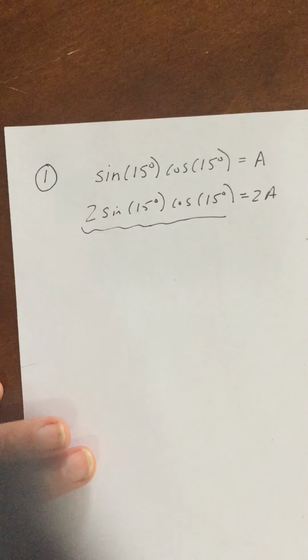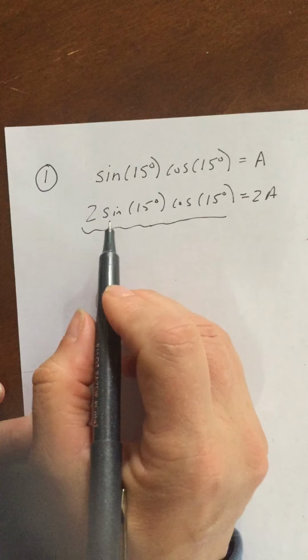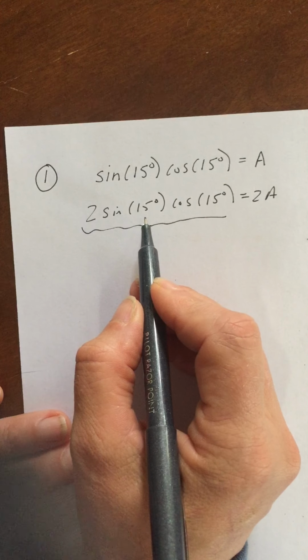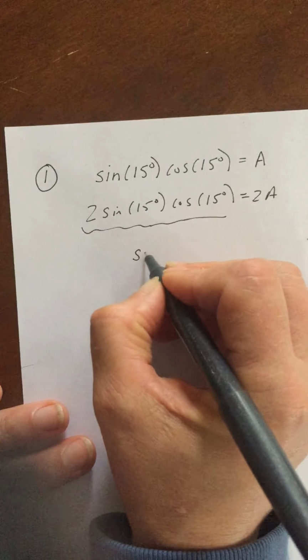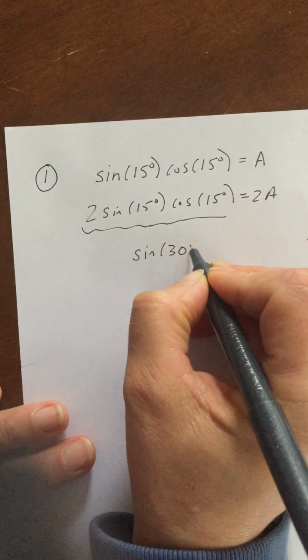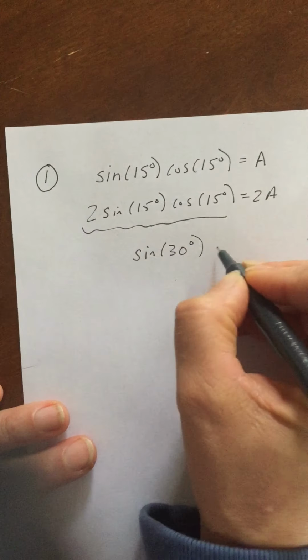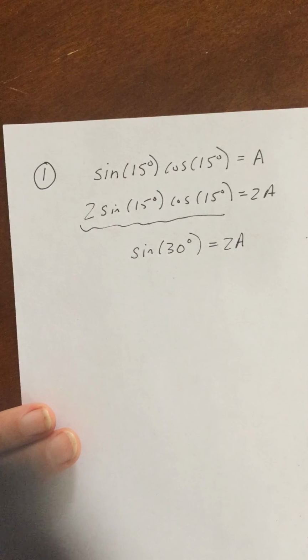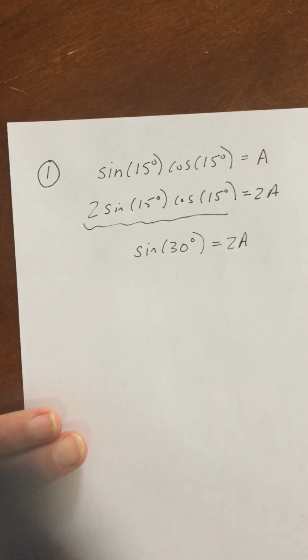Same thing is going to happen over here. That 2 is going to be swallowed up when I go backwards, and then that angle inside is going to double. So it's actually just going to become sine of 30 equals 2a. And I bet you could solve an equation that looks something like that. So we'll let that go at that point. Okay, let's do another one.